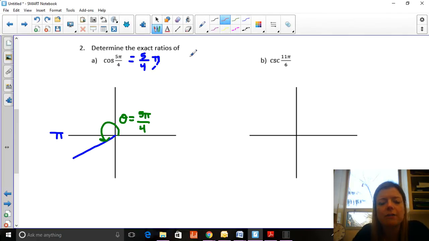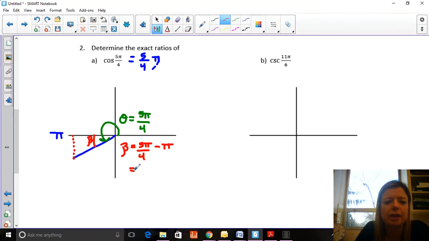So because it's not in the first quadrant, you need to label your related acute angle. There. Okay, so to find beta, it's just 5 pi over 4 minus pi, because that's what's left. So it's this whole green minus just this pi. So beta is equal to 5 pi over 4, that's the whole angle, minus pi. So then you can get a common denominator. And you'll see that you're just left with 1 pi over 4. So this beta here is just pi over 4.